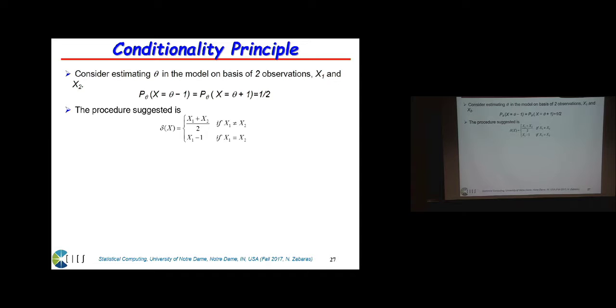It says if I take 2 samples and they're not the same, then I'm going to take as my estimator of theta to be (x1 plus x2) over 2. Do you agree with that? Does it look like a good estimator? If the 2 samples are not the same, all right, so if one is theta minus 1, the other one is theta plus 1, don't you see that the average basically will give me theta?